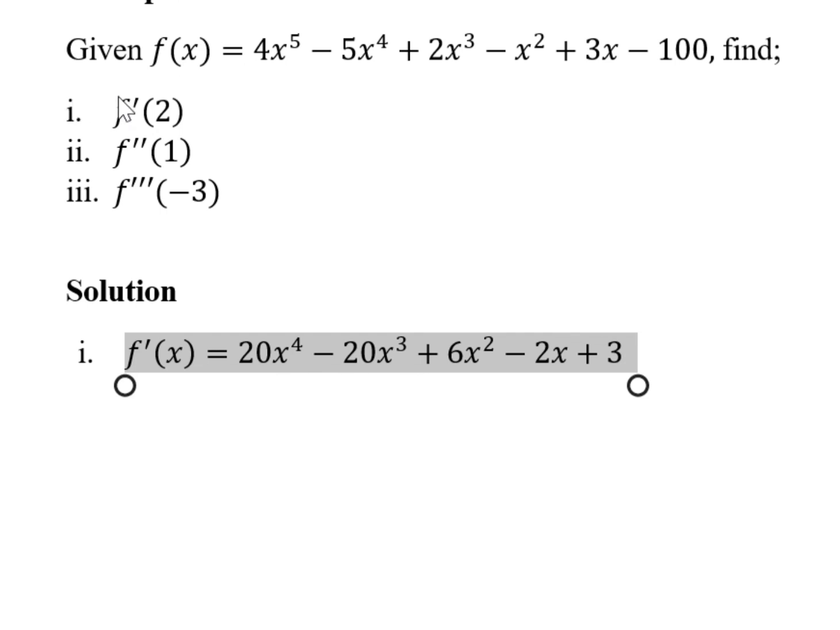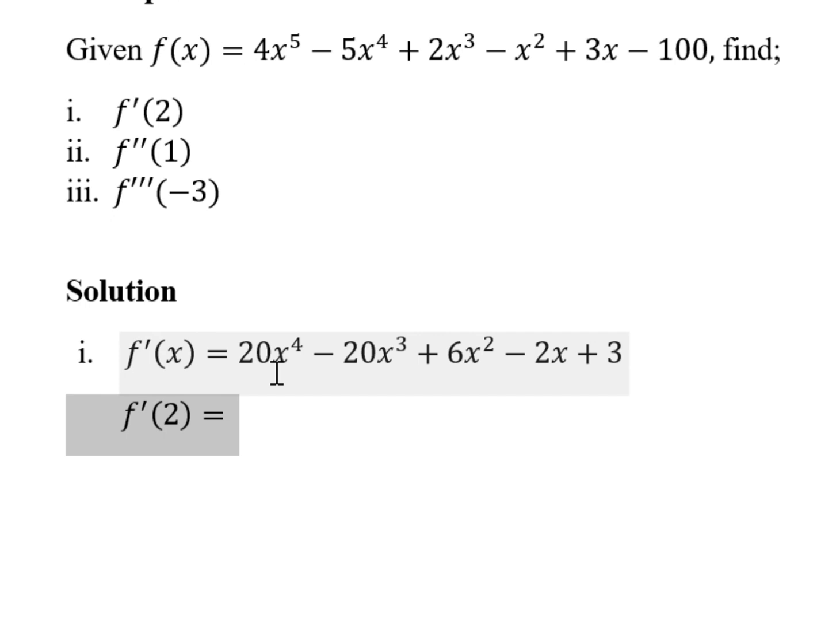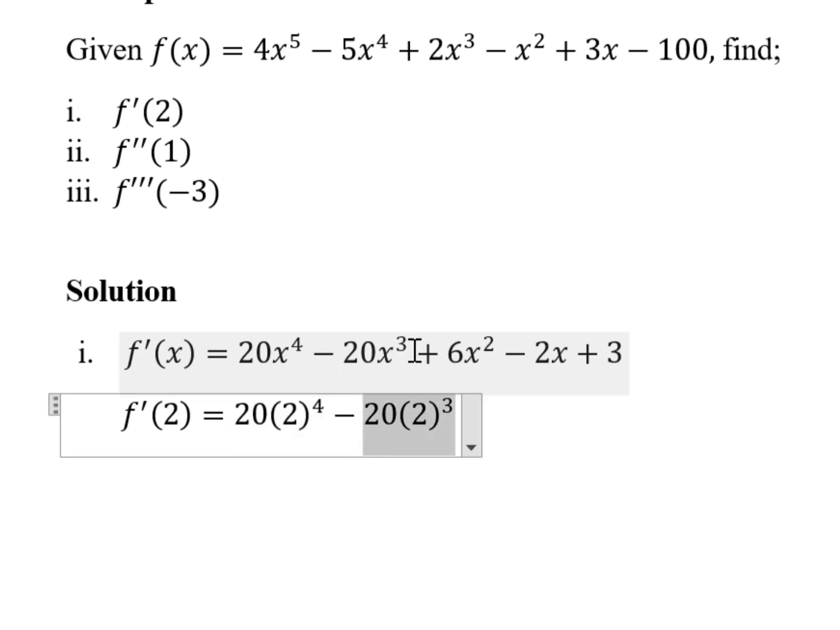The question wants us to get f'(2). That means after getting the first derivative, we substitute x with 2 and find the value. So we shall have f'(2) equal to 20 into 2^4 minus 20 into 2^3 plus 6 into 2^2, minus 2 into 2, then plus 3. This is a constant. There's nothing to be substituted here.